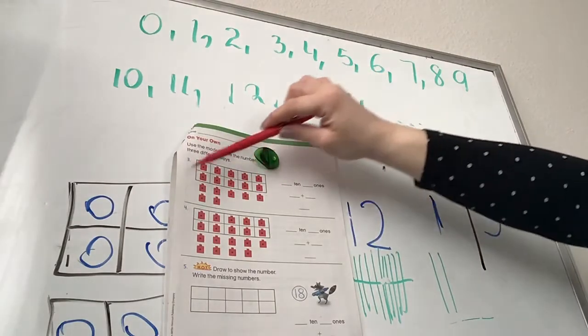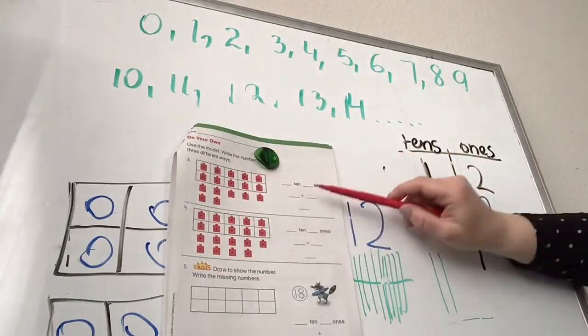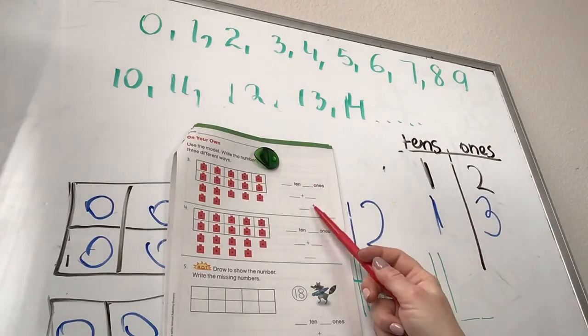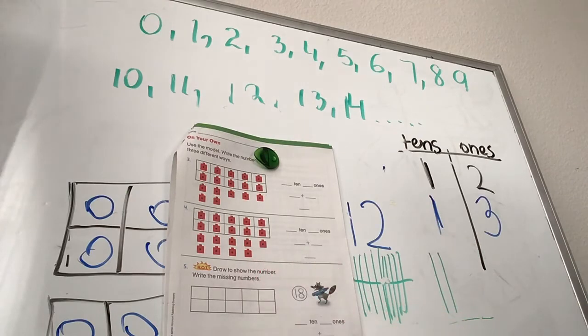What is this 10 frame showing me? What is the number it is showing me? 10. 10 plus, write the number. Okay, tell me the sum. Hot problem. Draw to show the number, write the missing number.